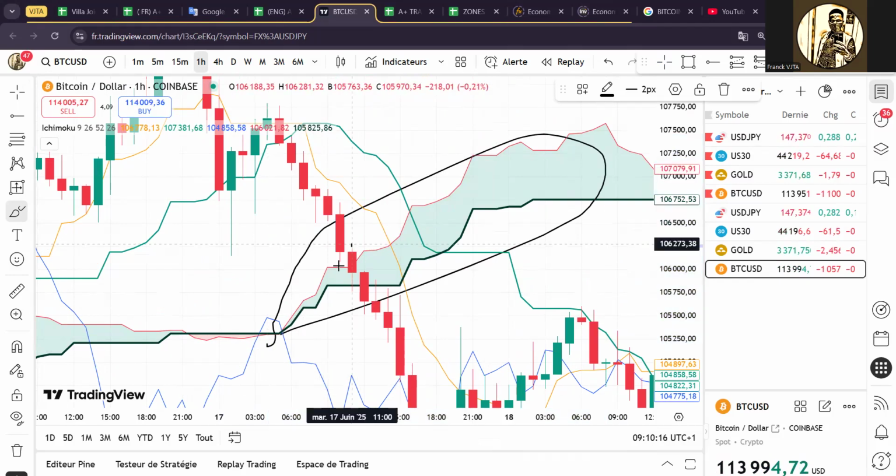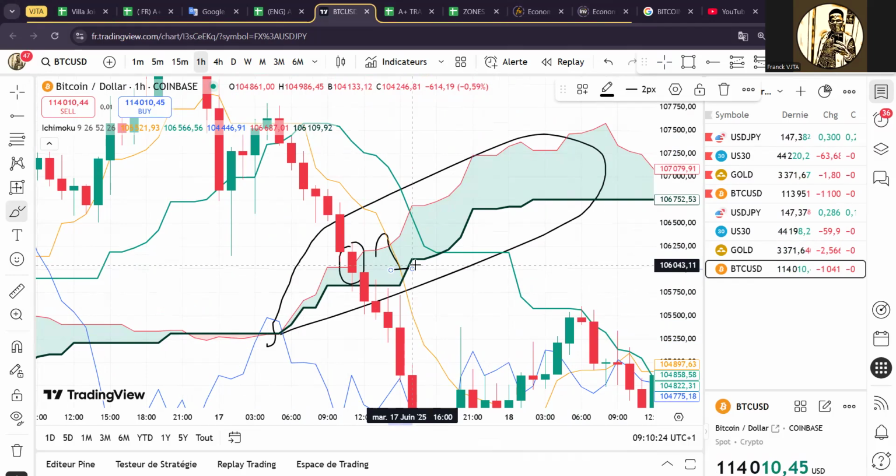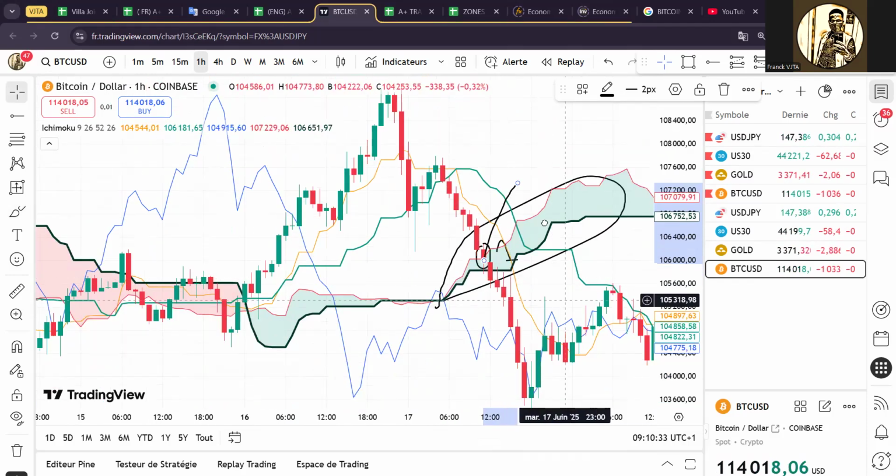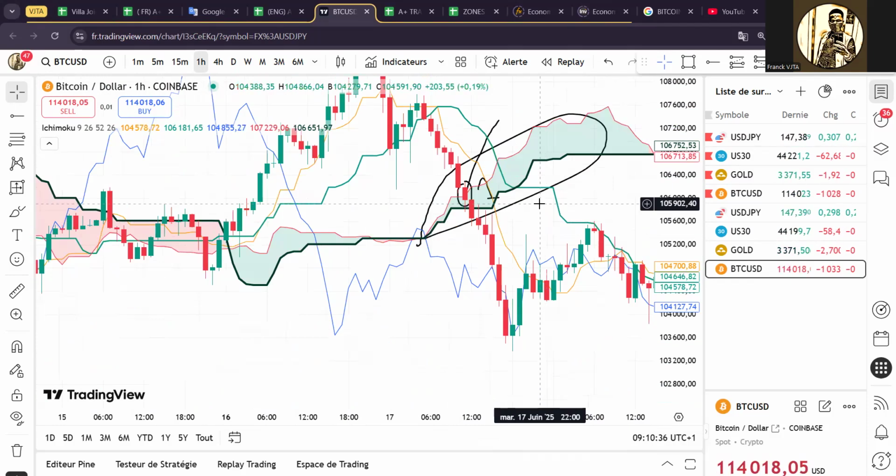This one was the first SSA touch, but even if it was the first SSA touch, it did not stop the price from going down because the speed of the volume was too high. You cannot stop a car that comes at 250 kilometers per hour on a wall. It will break that wall.